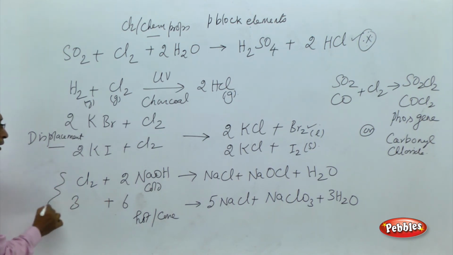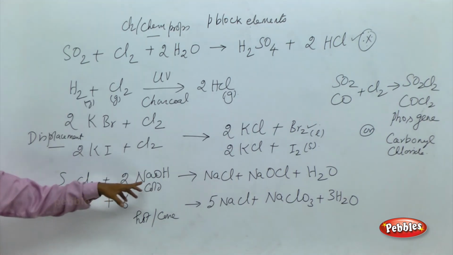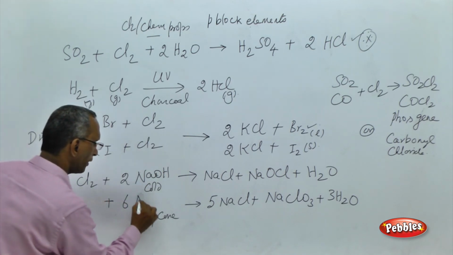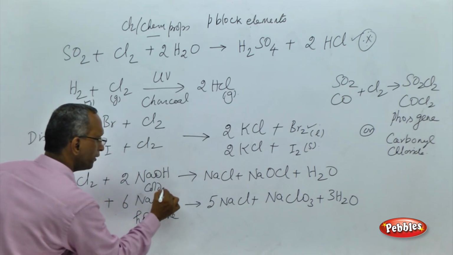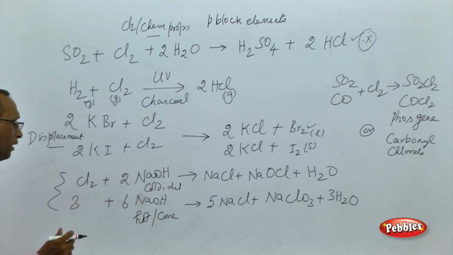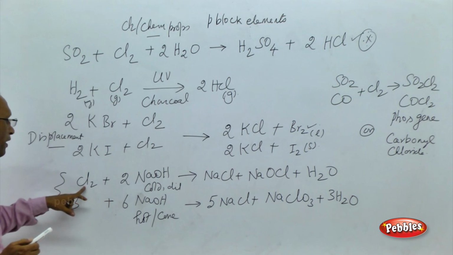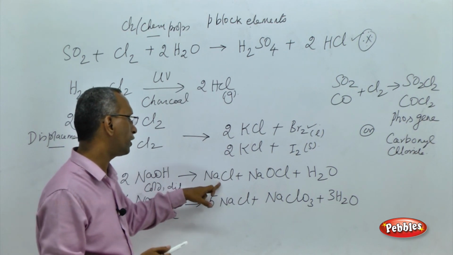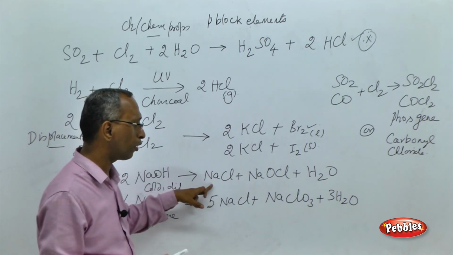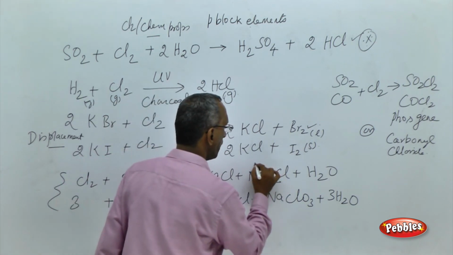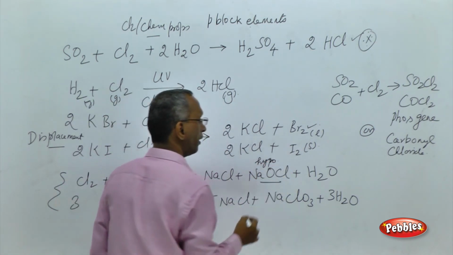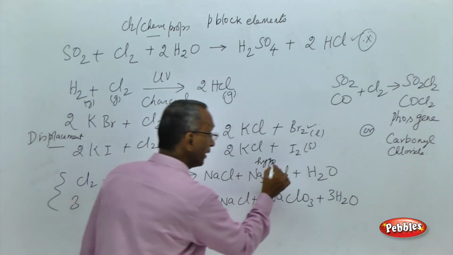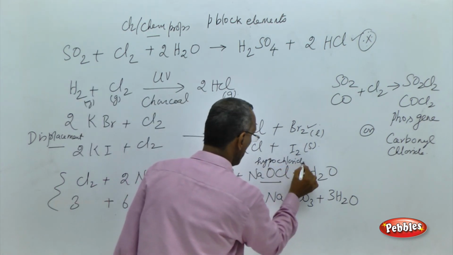The last type of reaction is the action of alkali, that is sodium hydroxide or potassium hydroxide. Alkali reaction is of 2 types. Alkali in the cold condition as well as dilute condition. Alkali in the hot condition as well as concentrated condition. So chlorine reacts with dilute cold alkali to form 2 types of salts. This is called NaCl, sodium chloride, whereas this is called sodium hypochlorite. We will see the hypohalous acid later. The salt is sodium hypochlorite. It is not hypochlorite with water.